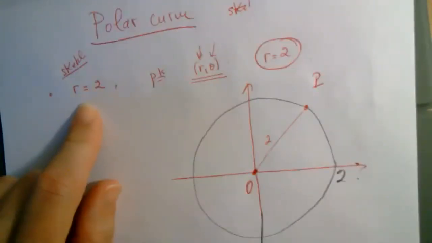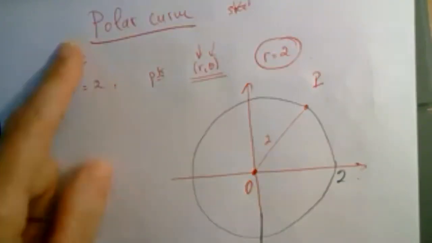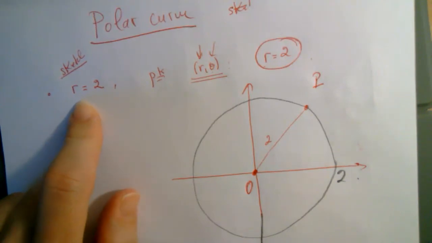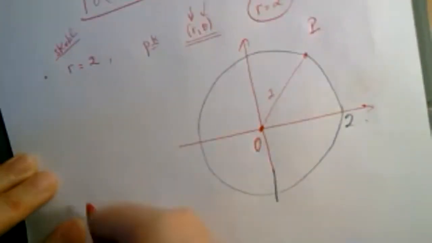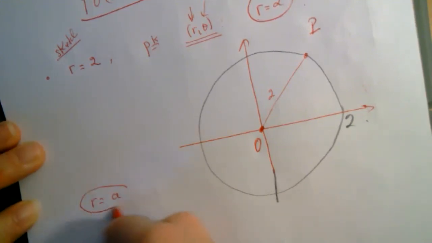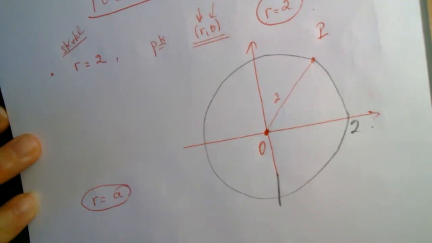So r equal to 2. That's what we call a polar curve, because the condition is given on its polar coordinate. It represents very simply a circle of radius 2. So in general, of course, we can generalize. r equal to a constant represents a circle centered at the pole, that's the center, and with radius equal to that constant.